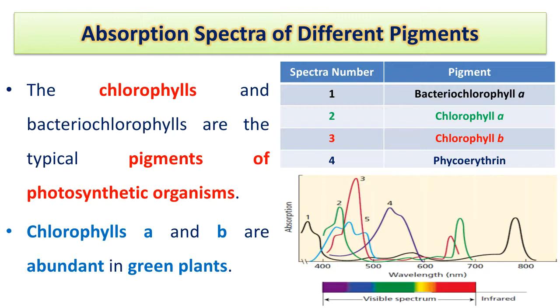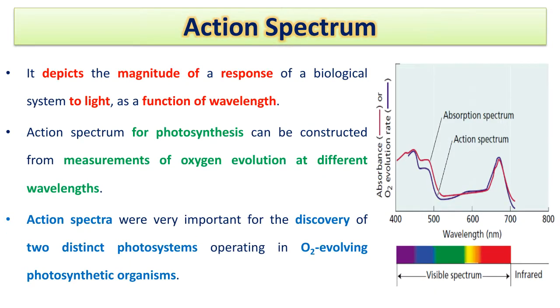In this absorption spectra of various pigments, the colors of the peaks correspond to the color of the pigments in the table. Now let's see the action spectrum of light. An action spectrum is measured by plotting a response of the plant to light, such as oxygen evolution, as a function of wavelength. Because of such correlation between the plant response and the wavelength, the discovery of two distinct photosystems operating in oxygen evolving photosynthetic organisms was made.